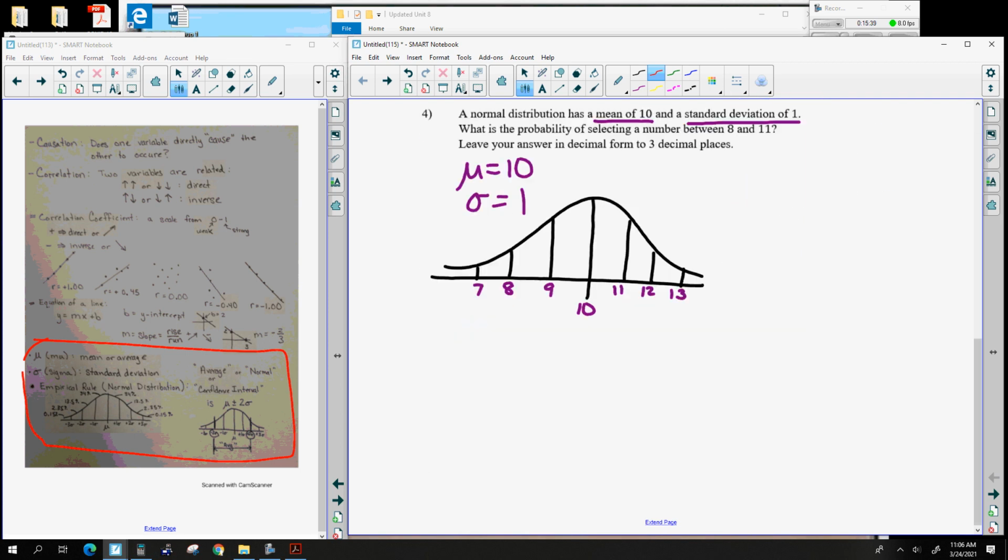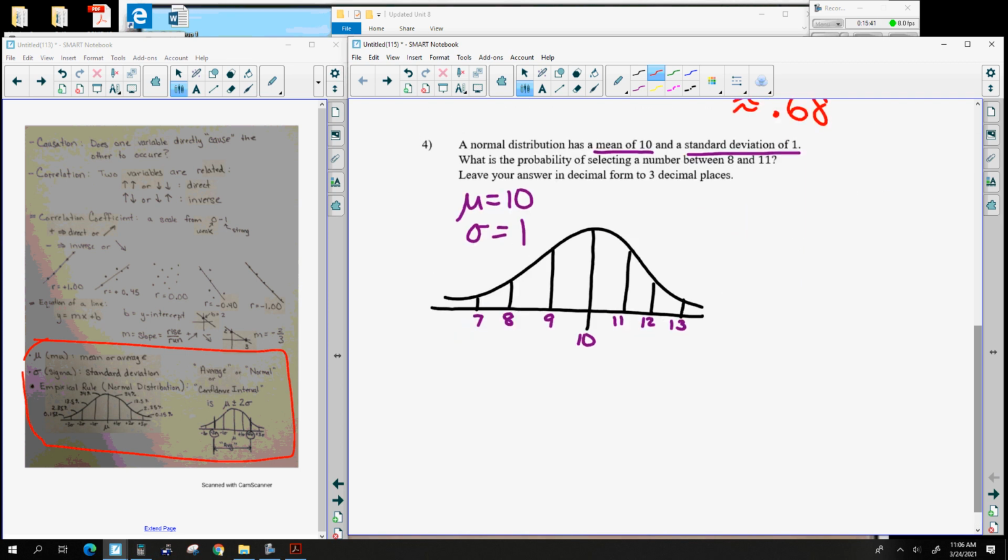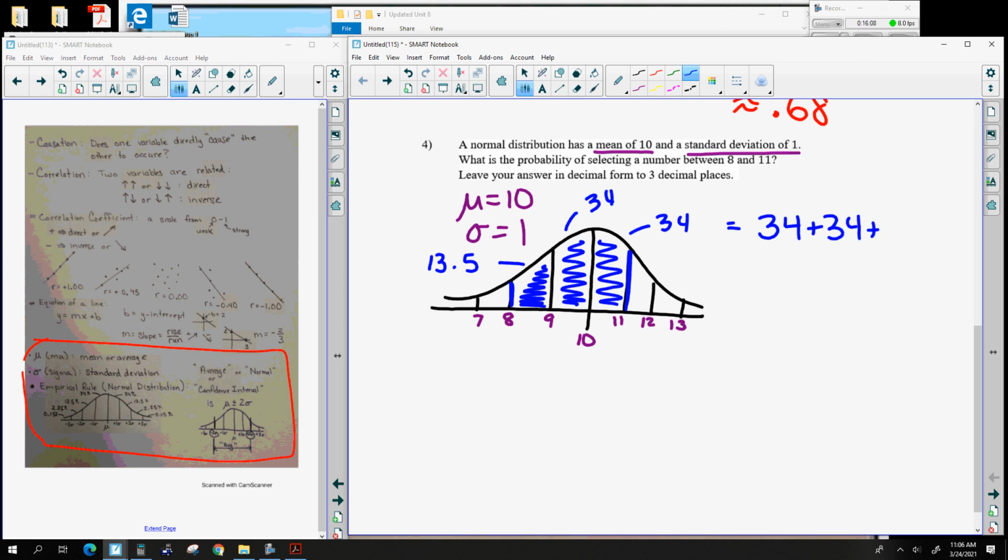So here is our situation right here. They want to know what is the probability of selecting a number between 8 and 11. So between 8 and 11 would encapsulate that bar and that bar, which are 34 and 13.5 respectively. So this would be that 34, 34, and 13.5.